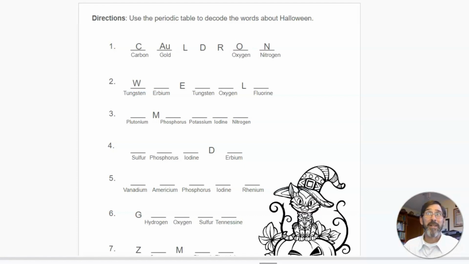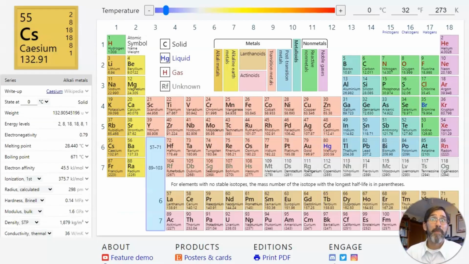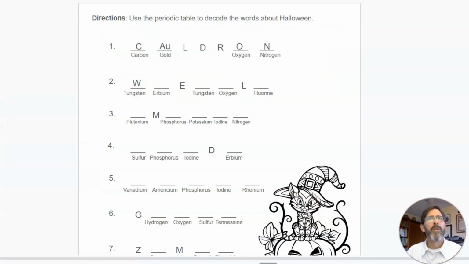Erbium is the next element to find. Erbium can be a little difficult to find because it's all the way down here in the lanthanides. Number 68, erbium. That's a capital letter E, lowercase r. Go ahead and enter a capital E and lowercase r above erbium.